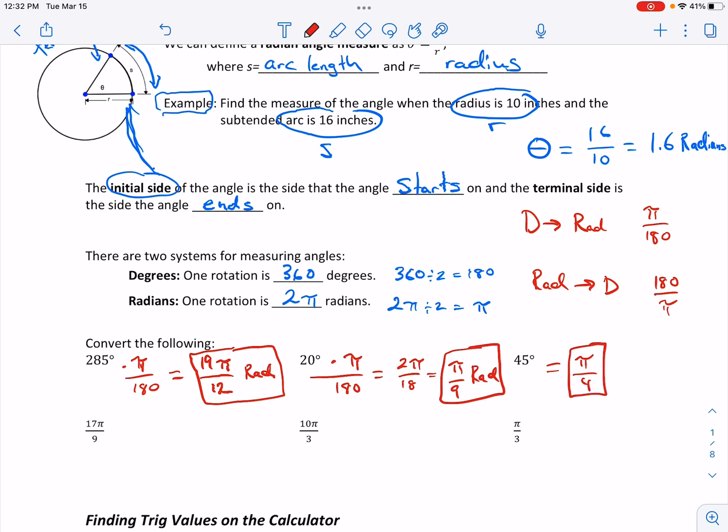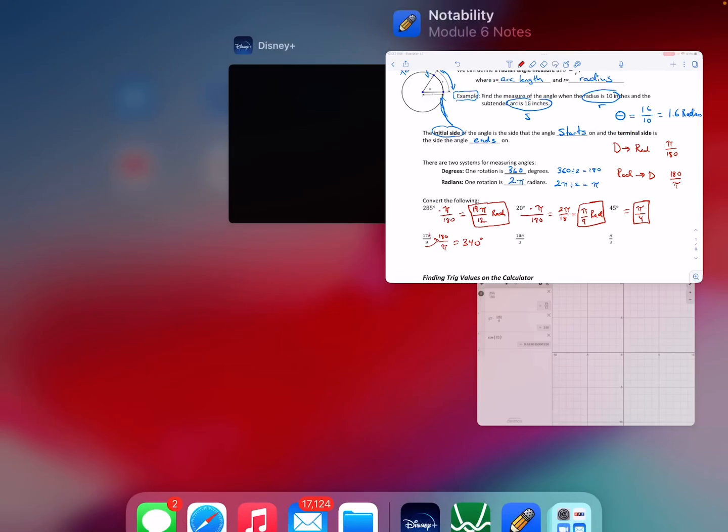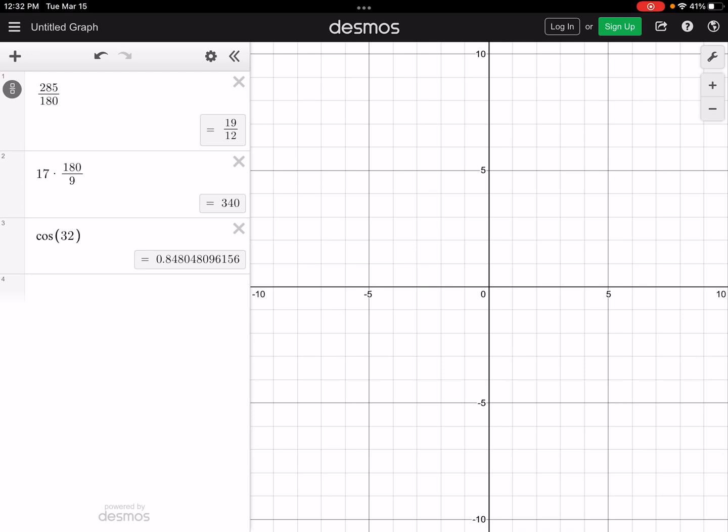Now if we go the other direction, if I've got radians and I want to put it into degrees, I'm going to multiply by 180 over pi. Here the pi's cancel. 9 goes into 18 twice, so that's 20 times 17, 340 degrees. But you can also do that on the calculator. Just do the 17 times 180, divide by 9, 340 degrees.